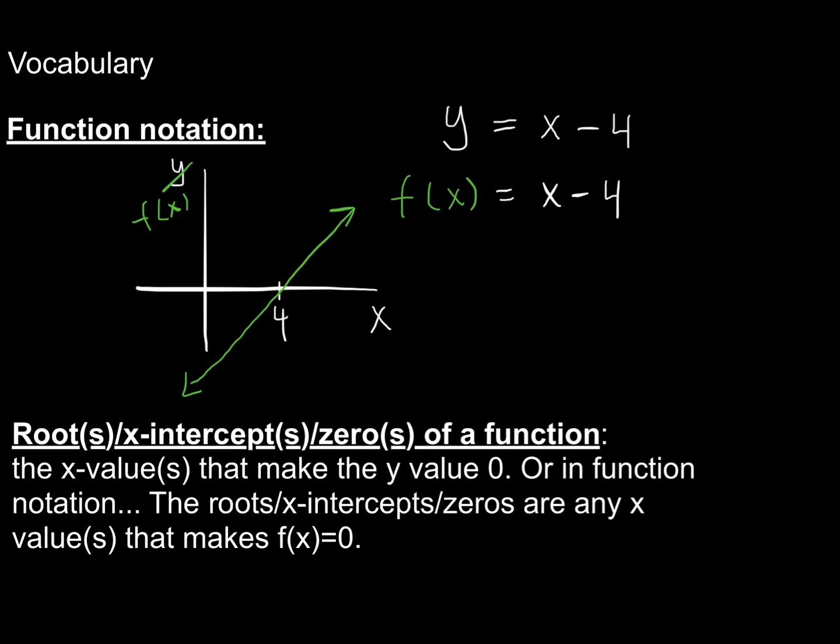Okay? A way of saying this in function notation is that the roots, x-intercepts, or zeros are any x value or values that make f of x equal to 0. So if we're going back to our example here, we want to know what the roots are. Well, we've got to set our function equal to 0. That will tell us what we have to make x so that our outcome is 0. And when we solve that, we'll get that x is equal to 4. Okay, and so that means that the root, x-intercept, or zero of our function is 4, and that's because if you were to plug in 4, the y value that you would get, the output, is 0.